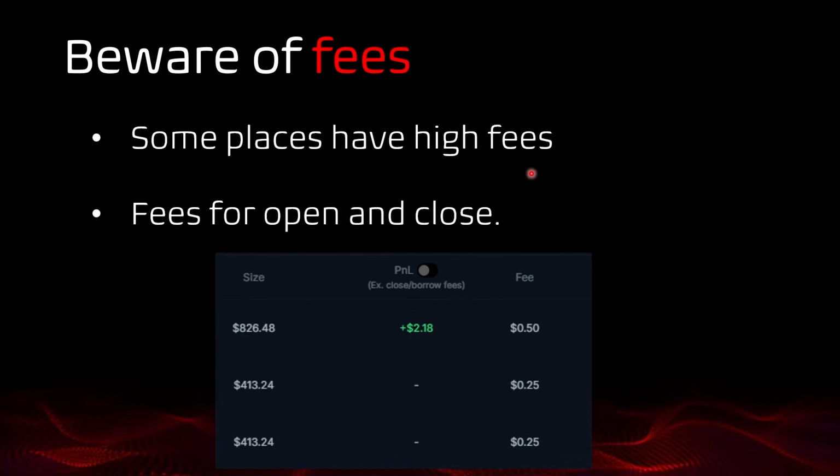Now, one of the things you need to be aware of when you are trading is fees. Some places have higher fees than others. For example, Jupiter has fees for opening and closing trades. They cost 25 cents for opening the trade and 25 cents for closing the trade. So you have to factor these fees in, especially if you're trading a small account. Oftentimes, people will be trading an account, opening multiple positions and not realizing just how much it costs. But there'll be more on which exchanges to use later.